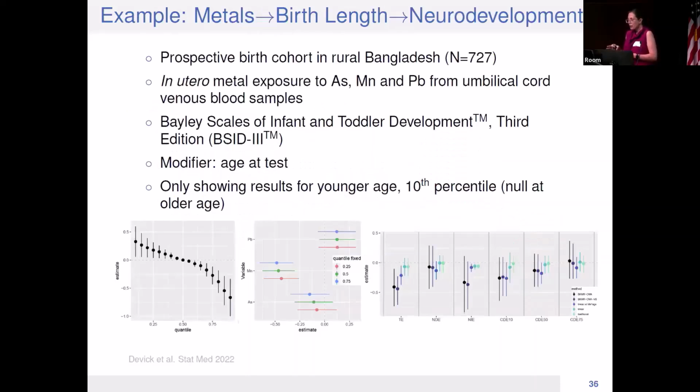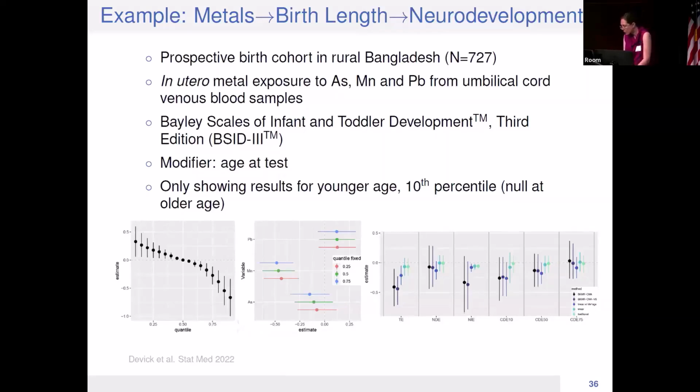So the example I'm going to give is the investigators look at metal exposures in utero, mediated potentially through birth length, that was the question, and neurodevelopment was the outcome. So that's a prospective birth cohort in rural Bangladesh, in utero exposure to these metals. They used daily scales for neurodevelopment. Modifier was age and test.